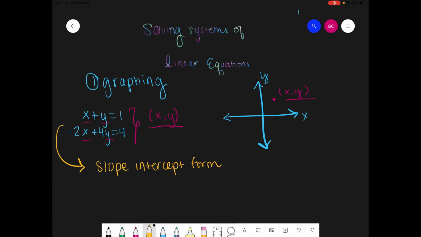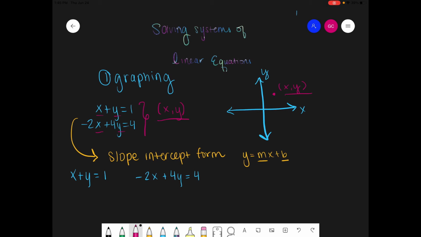Now there are a variety of ways to graph these equations, and you can choose whichever way works best for you. The easiest way for me is to put these in slope-intercept form, or translate them to the form y equals mx plus b, where m is our slope, b is our y-intercept. So let's go ahead and solve our first equation to put it into this form. The easiest way is just to subtract this x value from both sides. And that'll leave us with y equals negative x plus 1.